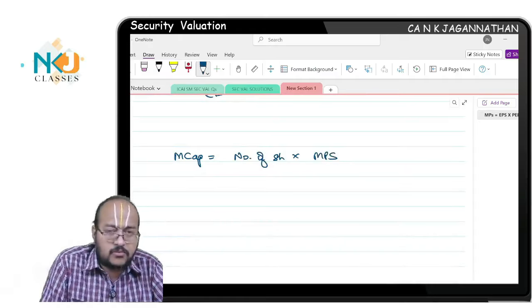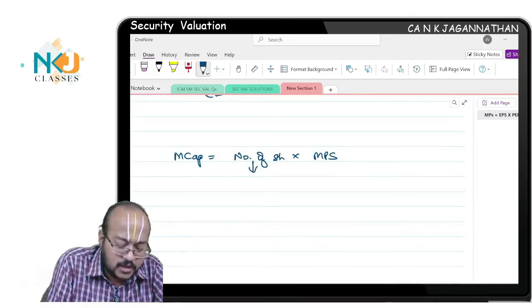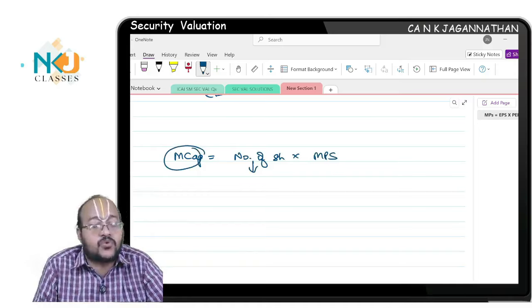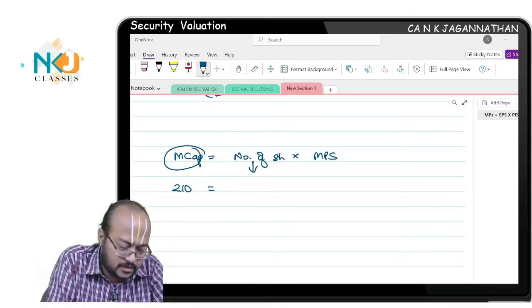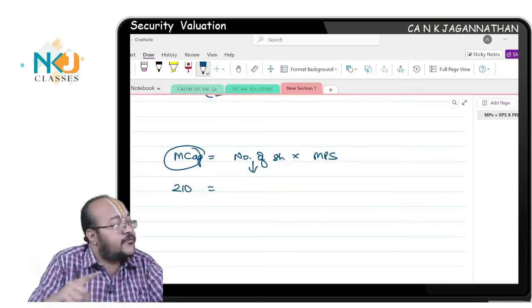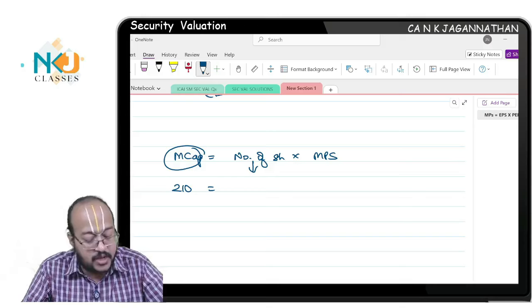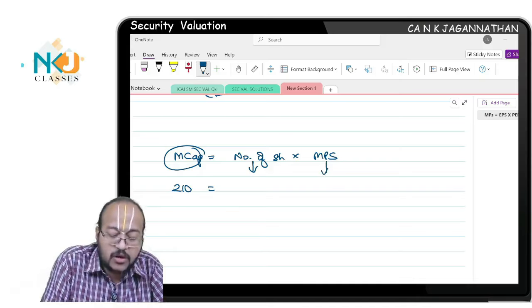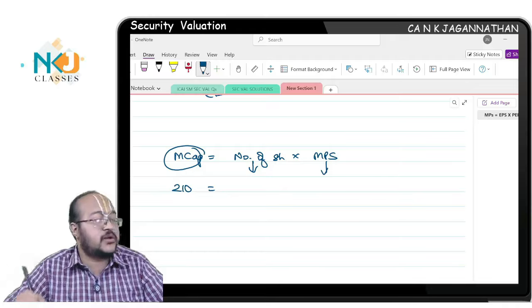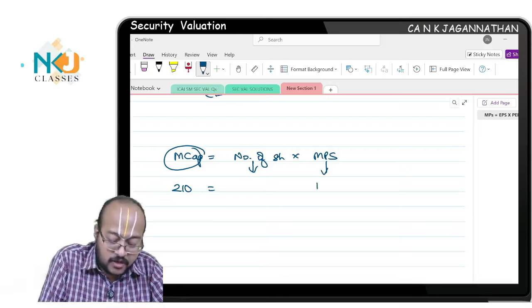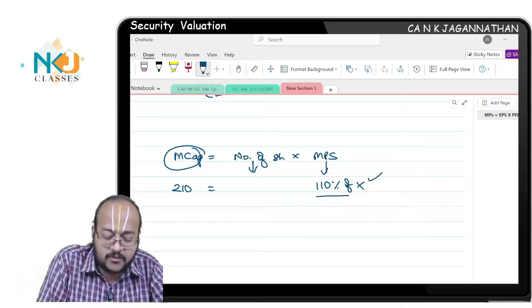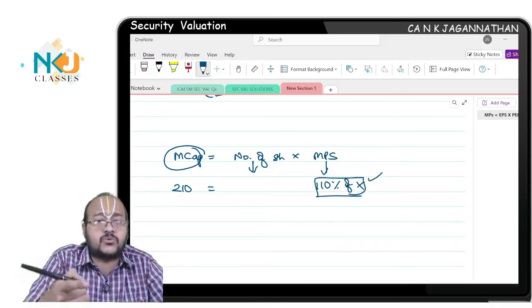Here only I need to have your attention. See, the MCAP before buyback, after buyback, they are saying after buyback. The market cap after buyback should be 210 lakhs. So you should equate it to 210 lakhs. Yes, 210 lakhs, what they have given. But now the number of shares should be taken after repurchase. This is nothing but the number of shares after repurchase, and this MPS is also the market price of the company per share after repurchase. Are you all understanding? This is nothing but what they have given, 110% of X. If the buyback price is X, this will become 110% of X, the market price per share after the buyback. They have told that. Are you all understanding?